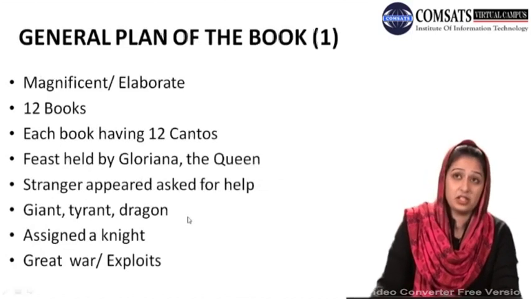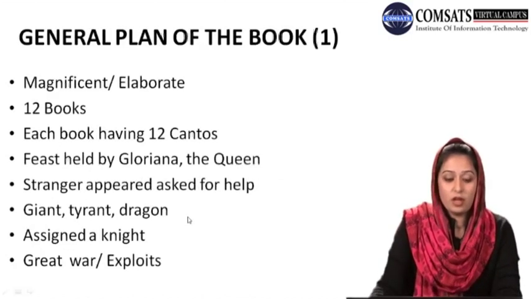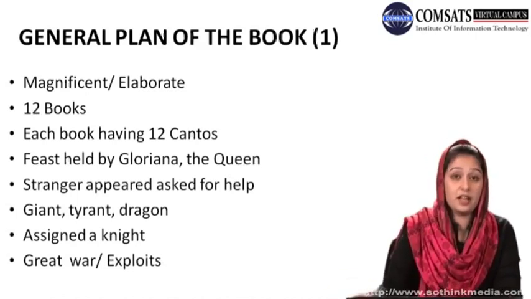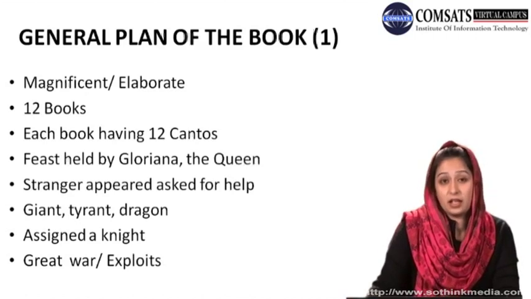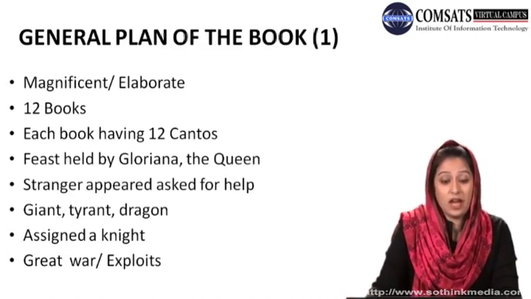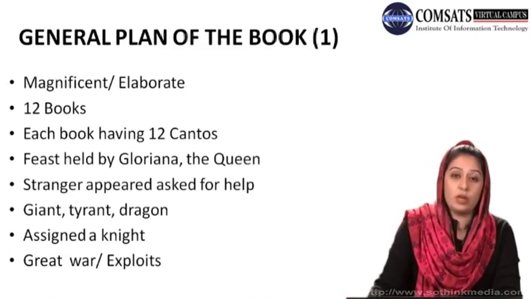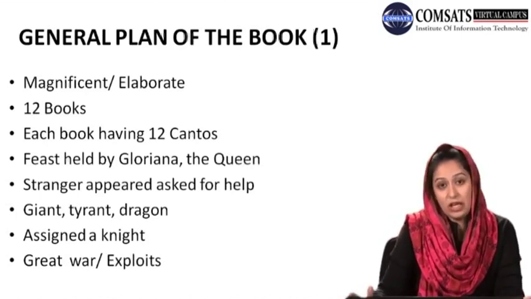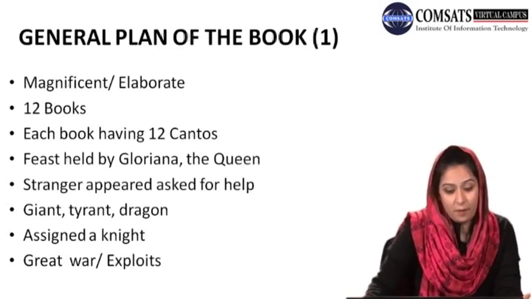Then we discussed the general plan of the book also, that the general plan of the book was magnificent. It had an elaborate plan consisting of writing 12 books, and each book will contain 12 cantos. Cantos are parts of the book, so each book will have 12 parts.